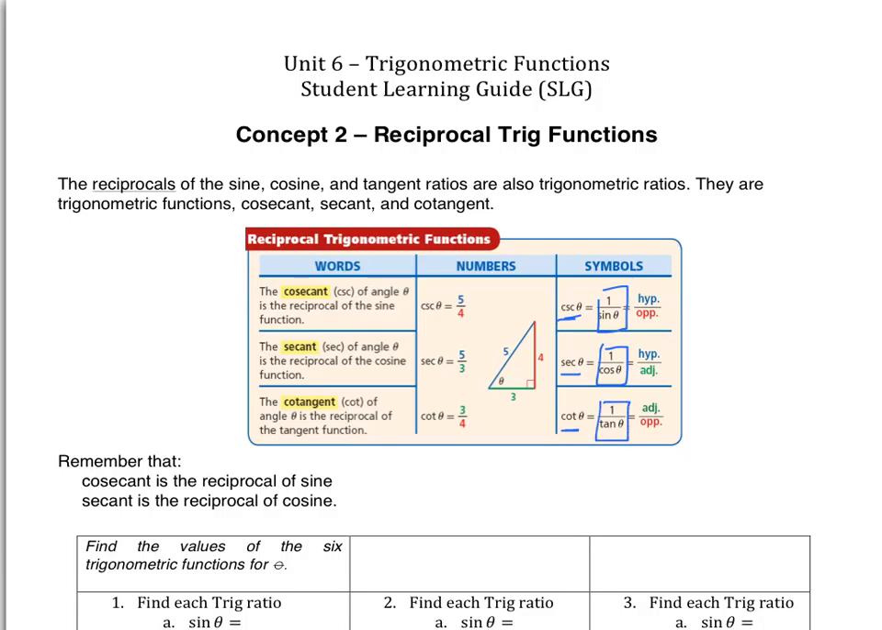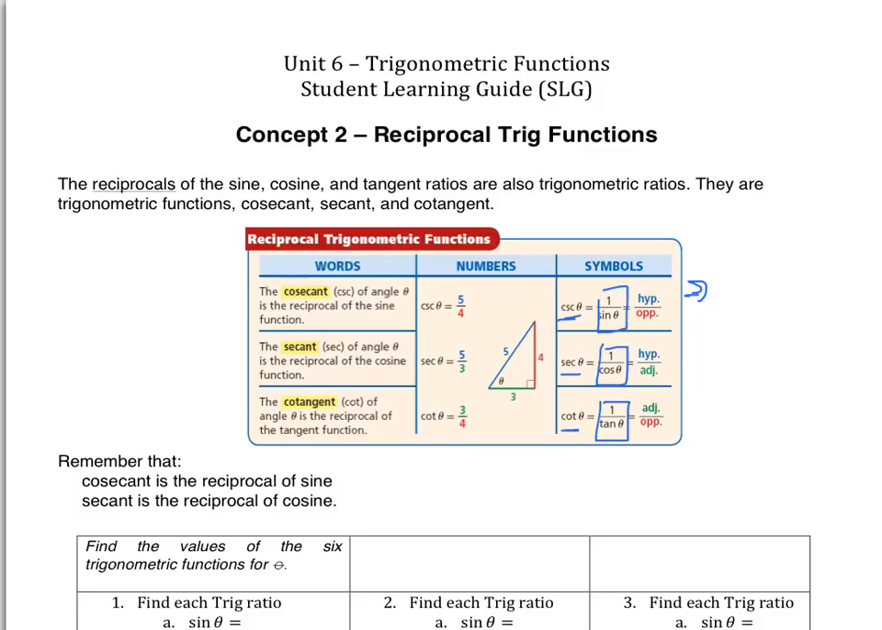Please make sure that you don't go by letters. Cosecant and sine don't have the same beginning letter, and secant and cosine do not have the same beginning letter. Do not confuse them. They don't go together by letter because they mean different things. So memorize the fact that cosecant and sine go together, secant and cosine go together, and cotangent and tangent go together.